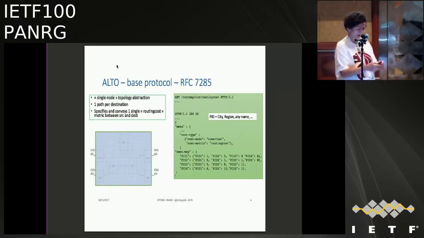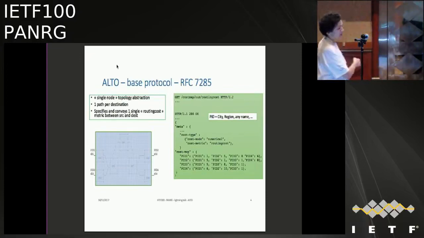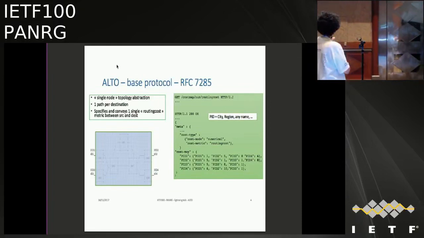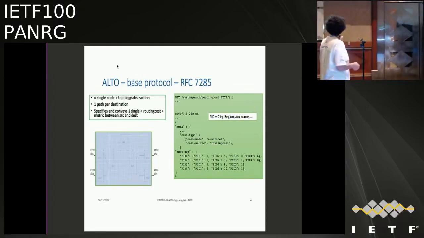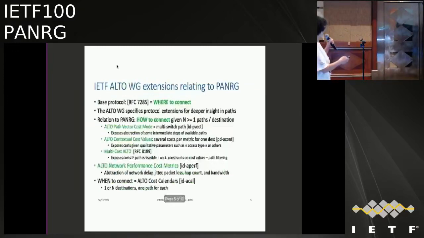Abstracting the network. I don't know if I have a pointer. So here is the real network, and it abstracts this in kind of a single switch abstraction with the flows here, the end-to-end points here, in this example. So it exposes one path per destination, and within this path conveys one single cost metric.